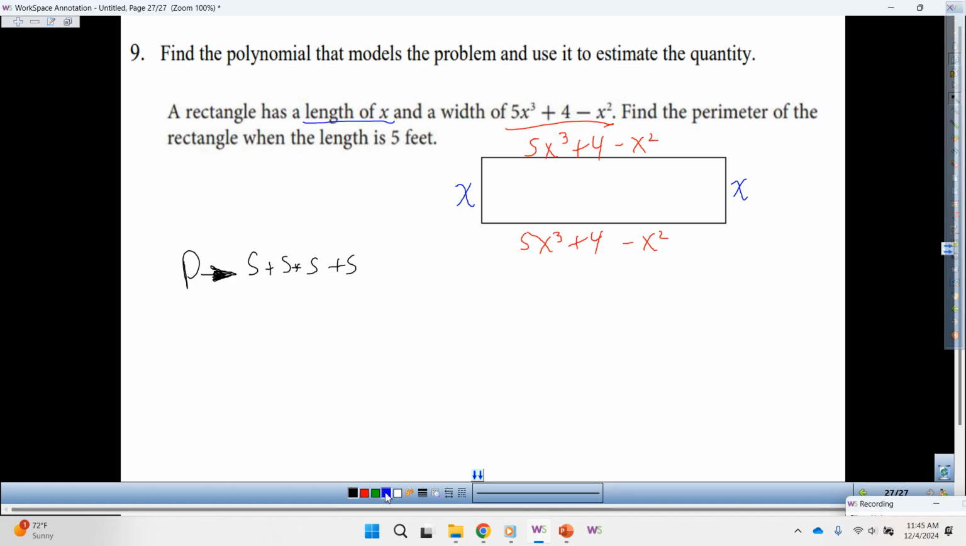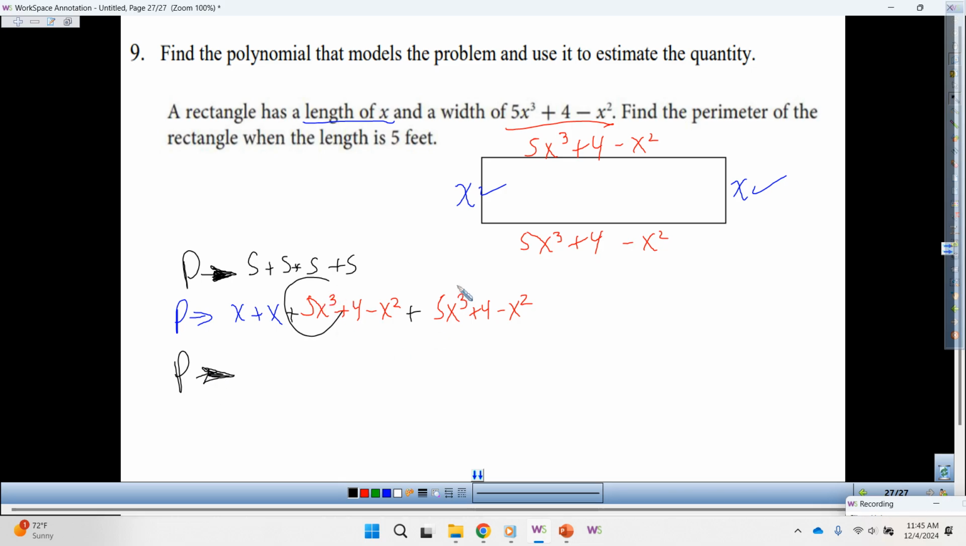So perimeter, x plus x. We got this one and this one. Plus 5x cubed plus 4 minus x squared, plus 5x cubed plus 4 minus x squared. And then we combine all like terms. Let's start with the highest degree.